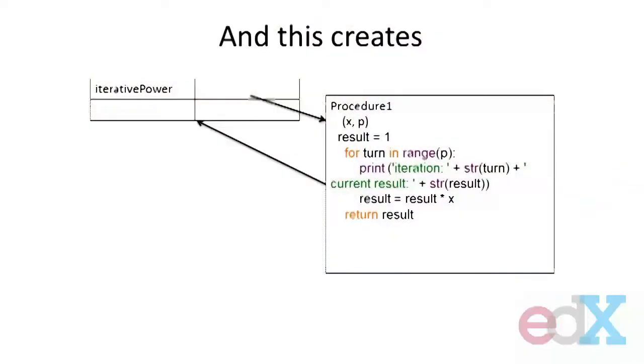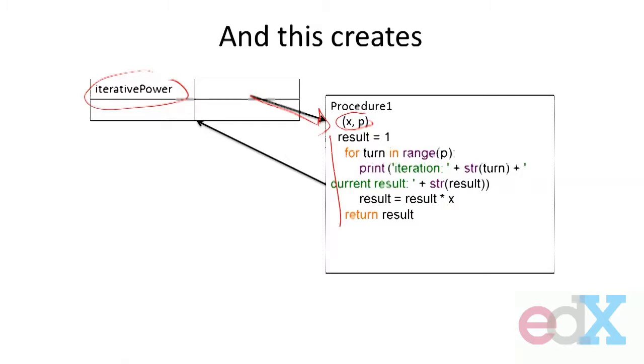Now let's think about what happens inside of the environments. How does the scoping of the variables work? So, if I were to evaluate that definition, which I did by loading it into my Python environment, what it does is it creates a binding for the name iterative power to a procedure object. And inside there I have the list of formal parameters, and I have the body.